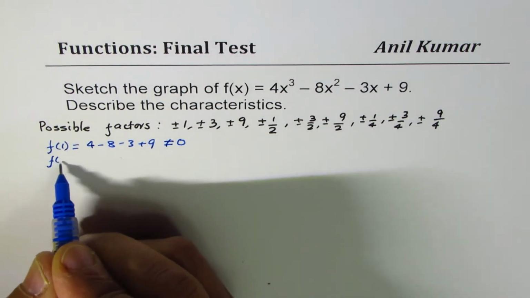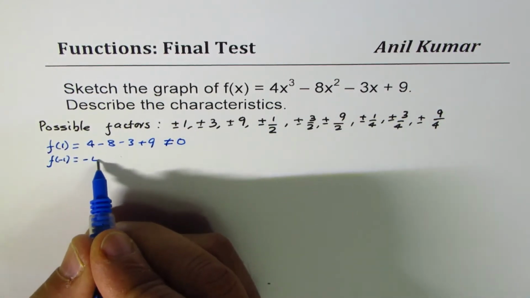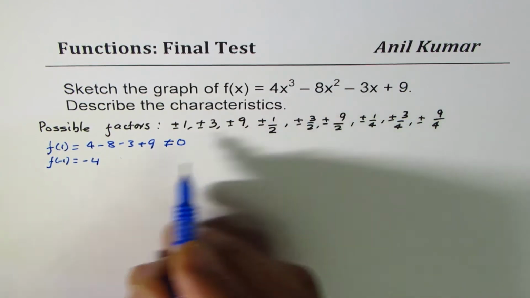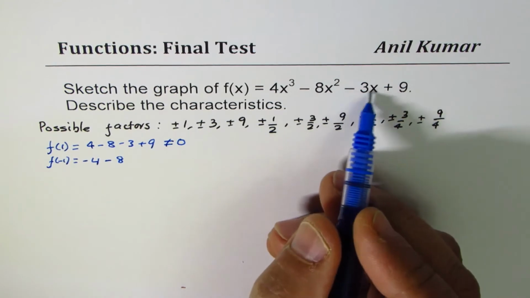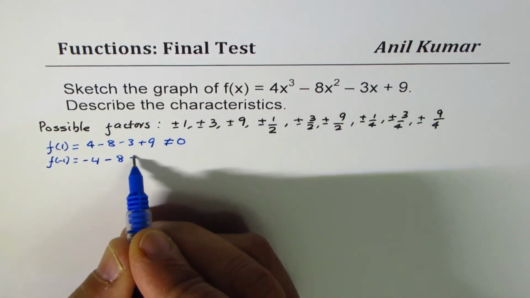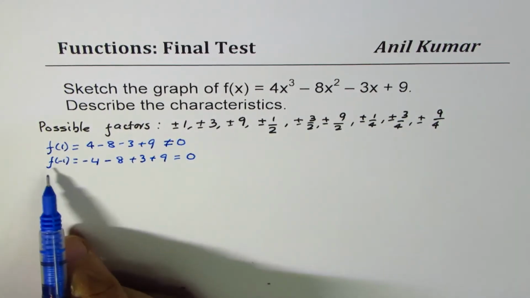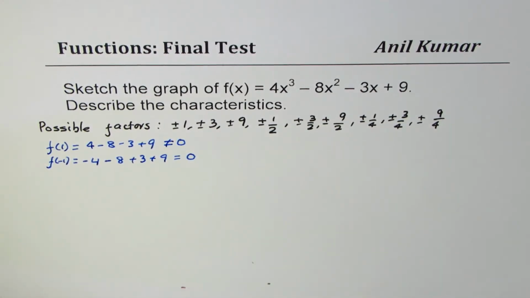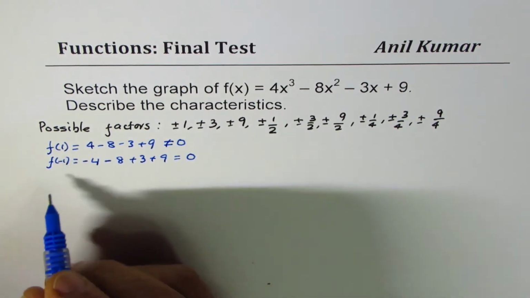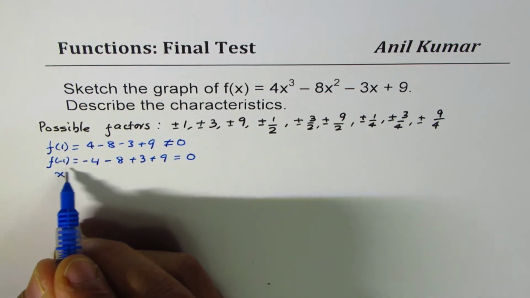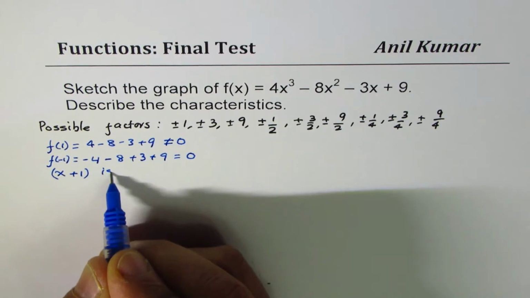So let us try f of minus 1. Minus 1 will result in minus 4, and this becomes positive here, so minus 8. Minus 1 will make this positive, so plus 3 plus 9, and that is equal to 0. So that gives you a possible factor. So x minus minus 1, which makes it x plus 1, is a factor.